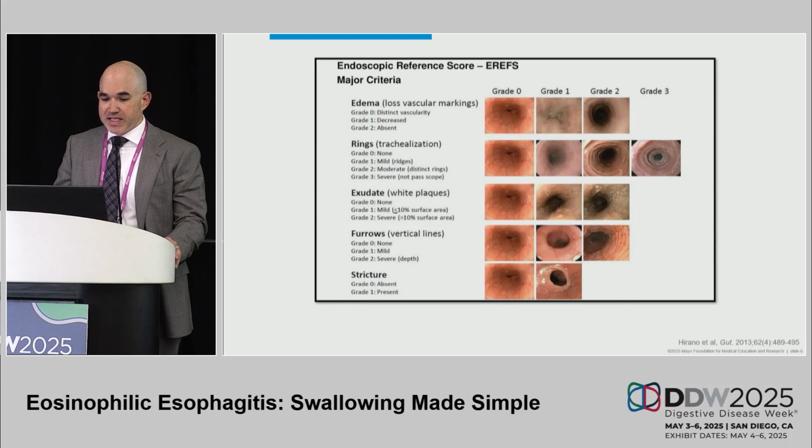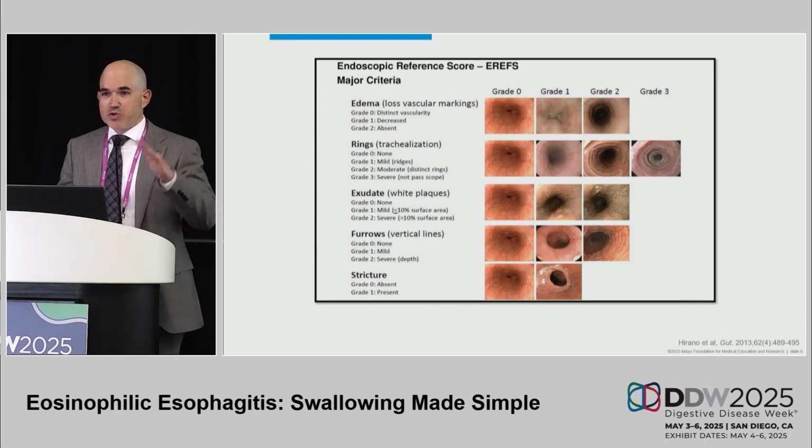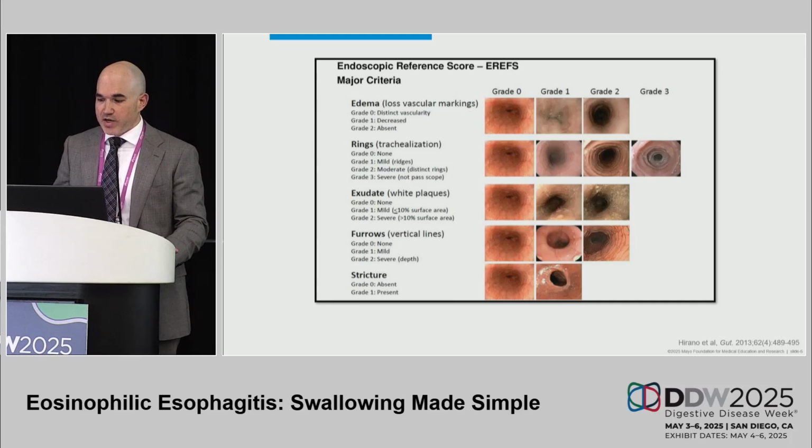So we look at things like edema, rings, exudates, furrows, and then the presence or absence of a stricture. The stricture obviously will need to be described further in your procedure report, the diameter, the location, multifocal strictures. Is it a smooth narrowing? Is there a single focal point? These are still really important details, but we need to capture these basic concepts in our endoscopy reports.